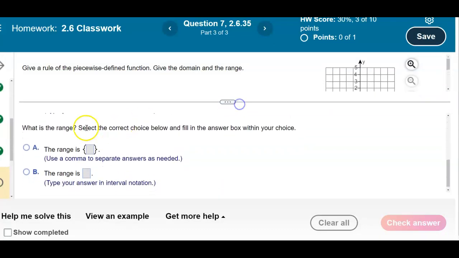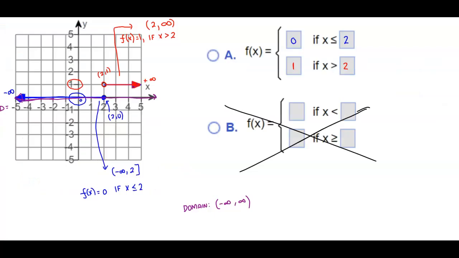Now it's asking us to find the range. So let's take a look at the range of this function. It's all the values that represent y. There's only one y that goes here, and there's one y here. So there's 1 at 0, and there's 1 at 1. So the range is the following set: 0, and then 1. So let's go ahead and put that in here.